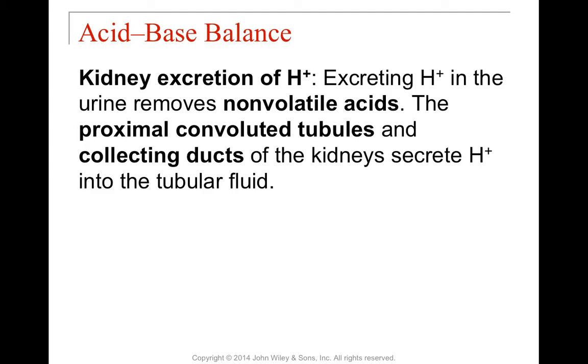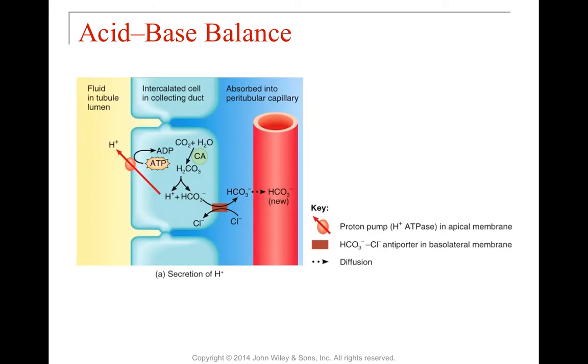Okay, how else do we maintain our acid-base balance? Well, our kidneys are very important with that. I know we just talked about our renal lecture. The kidneys are going to excrete the hydrogen ions, and excretion of hydrogen in the urine is going to help remove non-volatile acids, because hydrogen is going to help bond to these and pull them out of the body. And we're all going to do that in the convoluted tubules. The proximal convoluted tubules and the collecting ducts of the kidneys are going to be secreting hydrogen ions into the tubular fluid. All right, and how does that work?